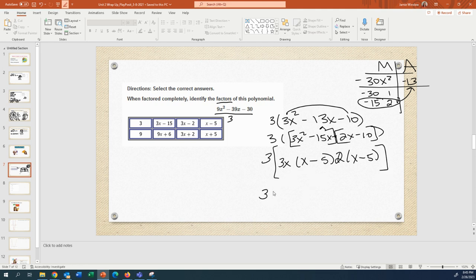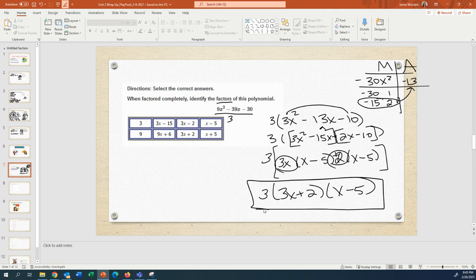Yay! So we have 3, and then 3x plus 2, and then x minus 5. There we go. So we would click all the ones. We would click 3, 3x plus 2, and x minus 5. And if you were to multiply all of those out, you would get right back to that original polynomial.